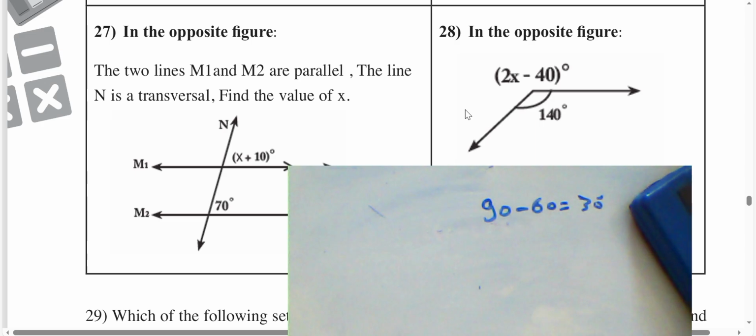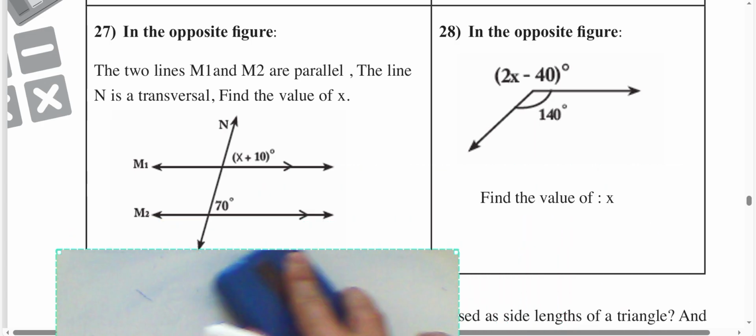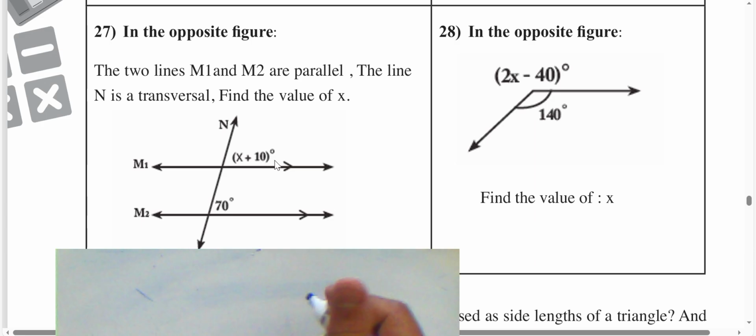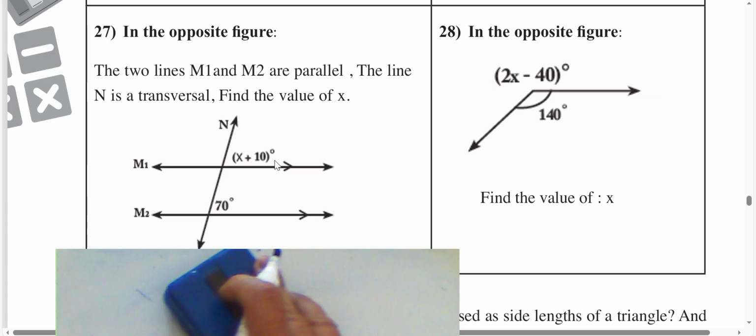Next question. Find the value of x here. We have two parallel lines. Then we have corresponding angles. x plus 10 equals 70. Then the measure of angle x equals 60 degrees.